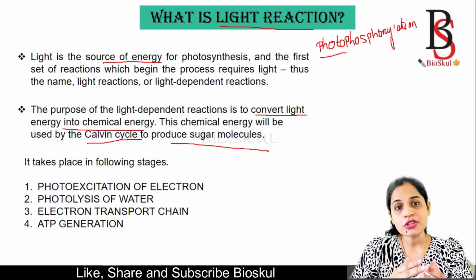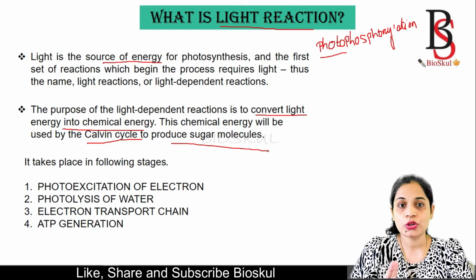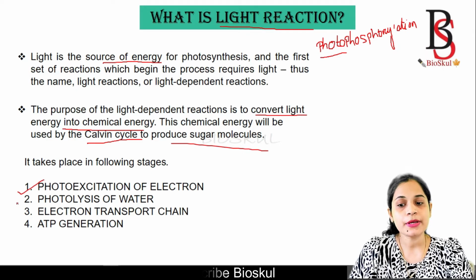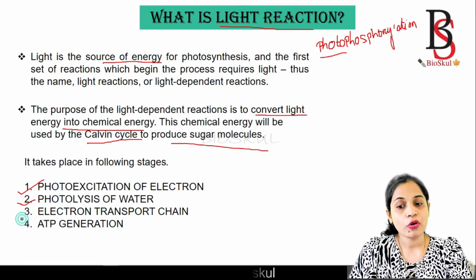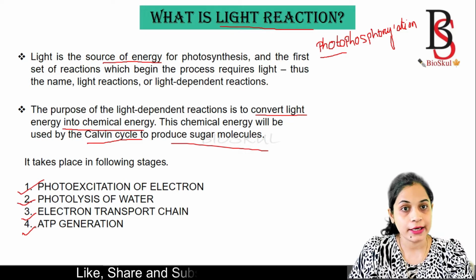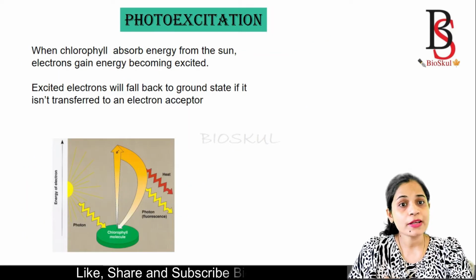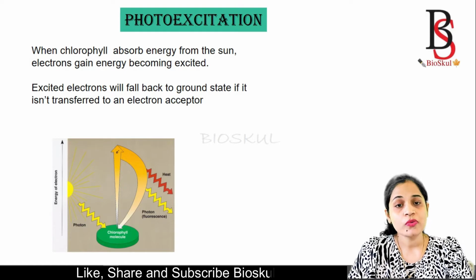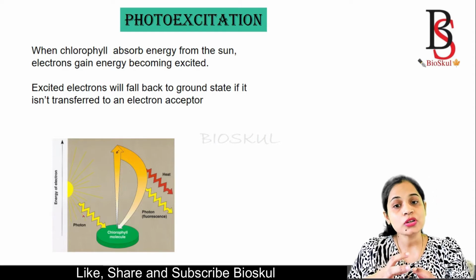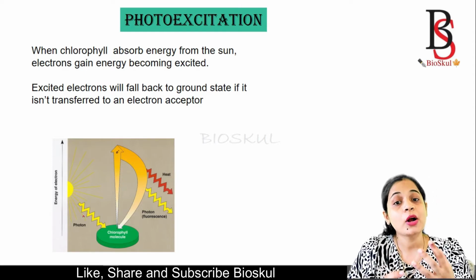Okay, and the process of the light reaction takes place through 4 stages. What are those stages? The first step is the photoexcitation of electron, and the second step is the photolysis of water, then followed by the electron transport chain, and the last step is ATP generation. Now we will see each step in detail. So the first one is the photoexcitation. So what is photoexcitation? When the chlorophyll molecule absorbs the energy from the sun, then the electron gains energy and becomes excited.